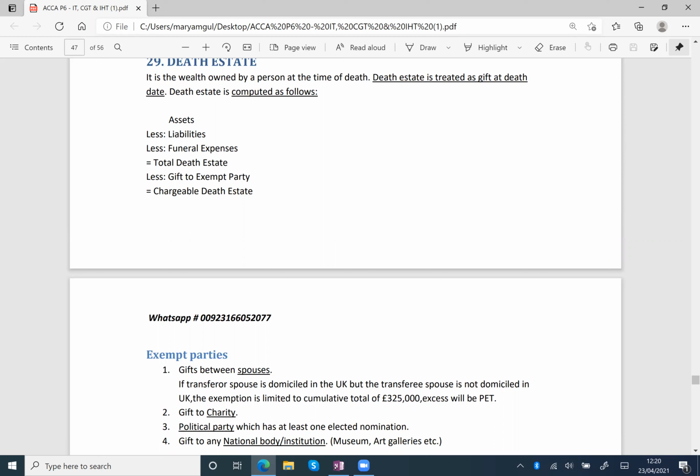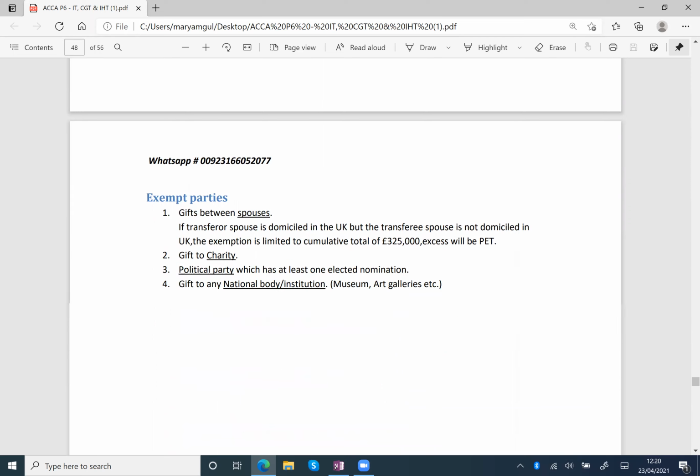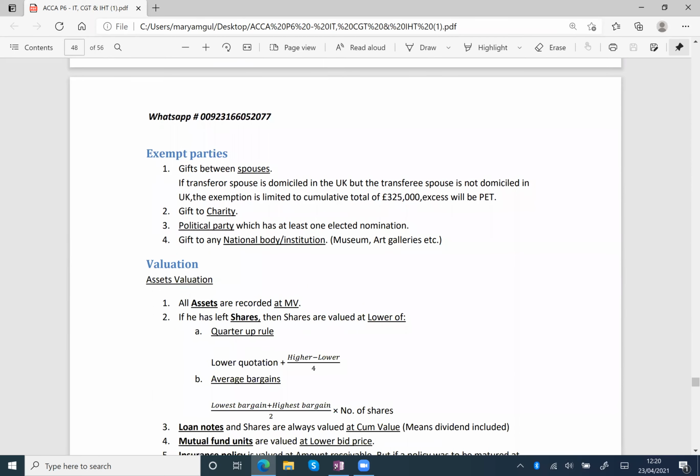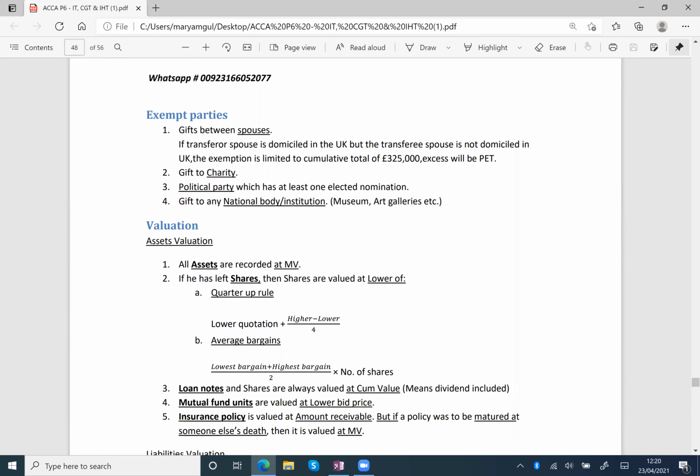Now, gifts to exempt parties. Which parties are exempt in IHT? I mean, when you give to these exempt parties, there is no IHT. There are four parties which are exempt. When you give to these parties, there is no IHT payable. So, first, gifts between spouses. I mean, husband and wife, when they gift to each other, there is no IHT.